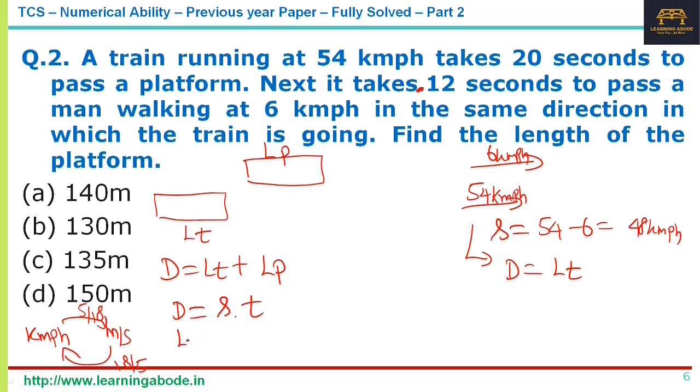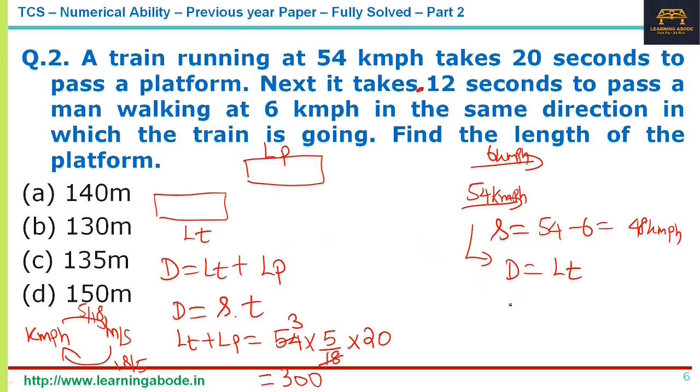So length of the train plus length of the platform is equal to, what is the speed here? 54 kilometer per hour, which I should write in terms of meter per second. So 5 by 18 multiplied by 5 by 18, and for which it takes 20 seconds. So this is 3 into 5, 15, 15 into 20 is 300. So length of the train plus length of the platform is 300.